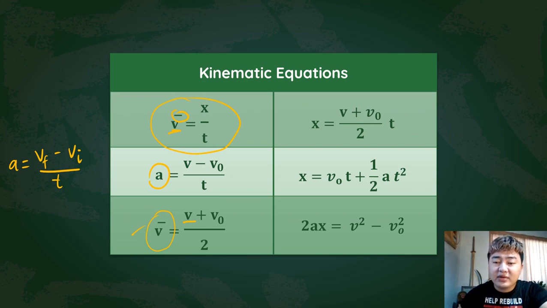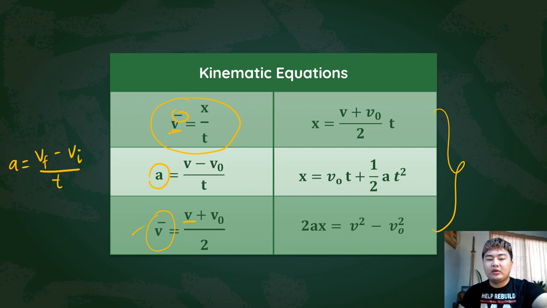Actually, the 3 equations here are derived from the 3 equations that we see on the left side, through a combination and rearrangement of the variables. And then another equation we have here is that position is equal to initial velocity times time plus 1/2 acceleration times time squared. And the last equation is 2ax is equal to v squared, your final velocity squared, minus initial velocity squared.